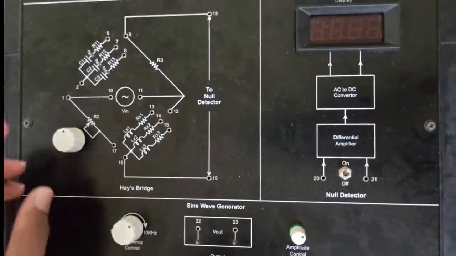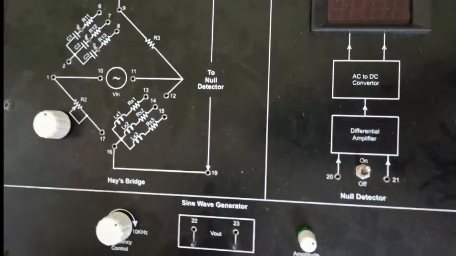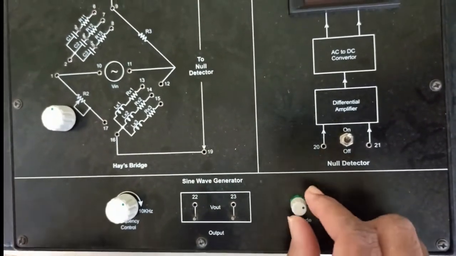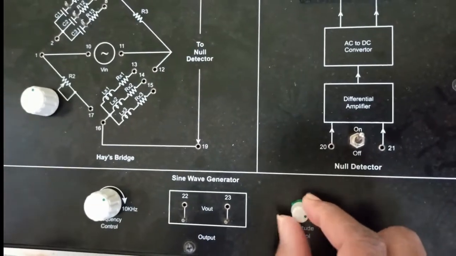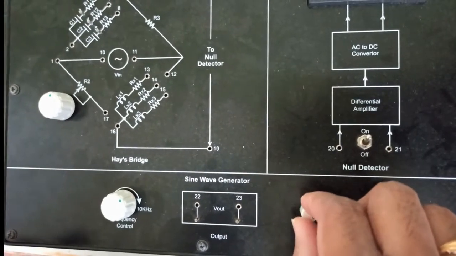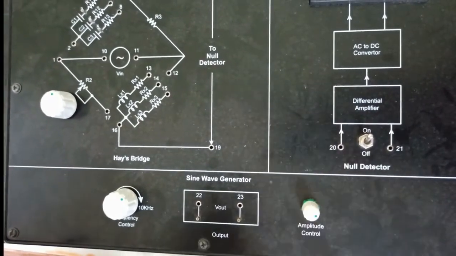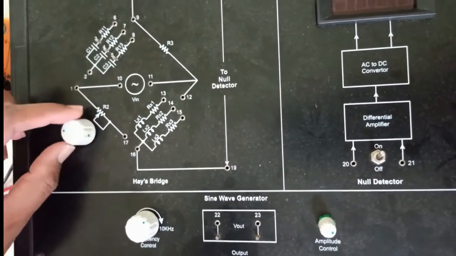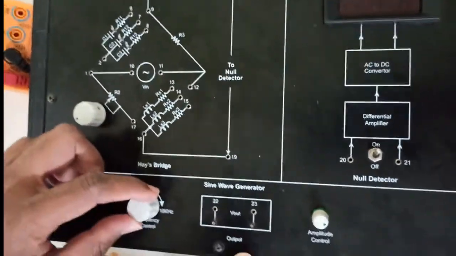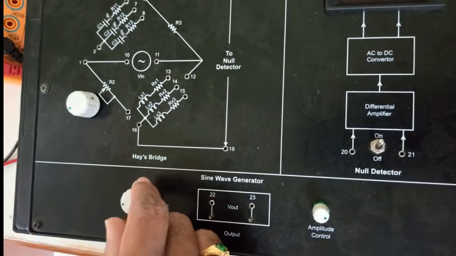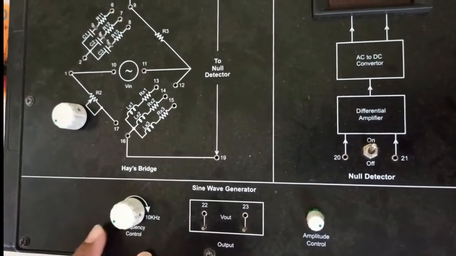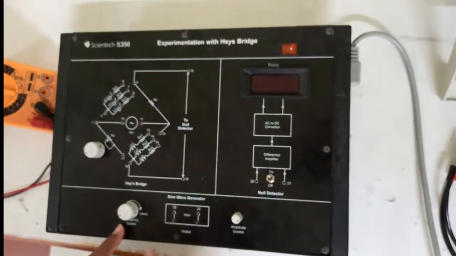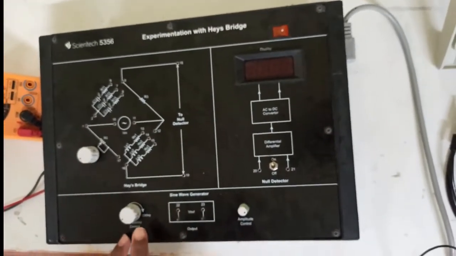First, here we have R2 variable resistance, frequency control knob, and amplitude control knob. Keep this knob in maximum position, rotating it fully clockwise. Then keep this knob in minimum position, as well as this knob also in minimum position. You can vary the frequency from 1 kilohertz to 10 kilohertz. While performing the experiment you are supposed to set 2 kilohertz frequency.